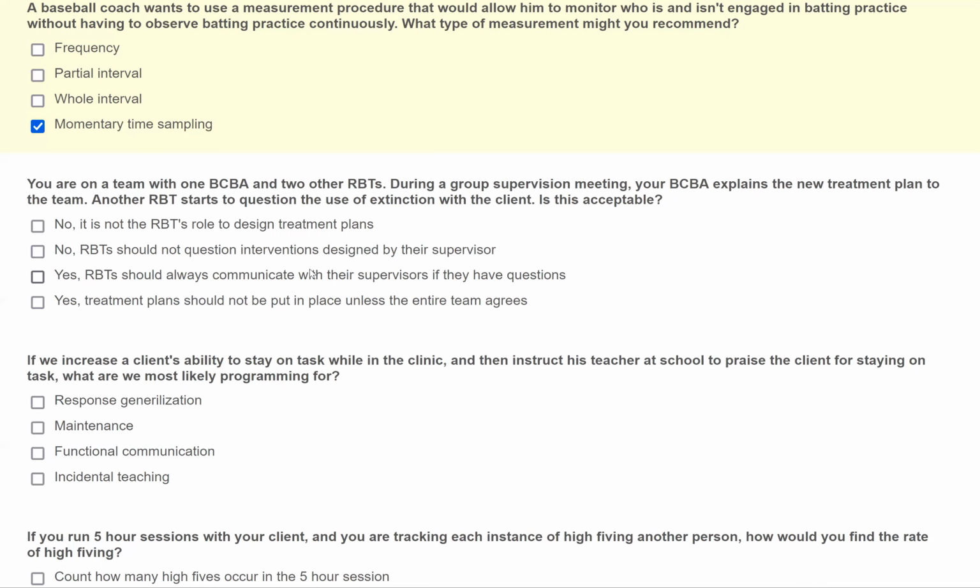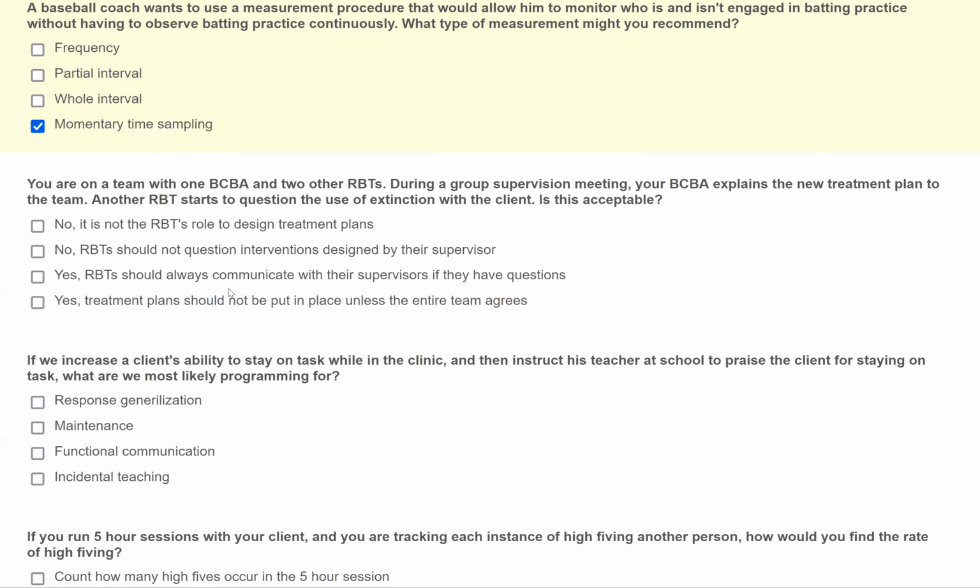Let's see what we find. A, no, it is not the RBT's role to design treatment plans. Well, while that is true, this particular scenario is totally acceptable. The RBT isn't designing the treatment plan. They're just trying to figure out why we're doing something. A is out. B, no, RBT should not question interventions designed by their supervisor. Again, we just covered this. That is totally false. RBTs should absolutely question things they don't understand.